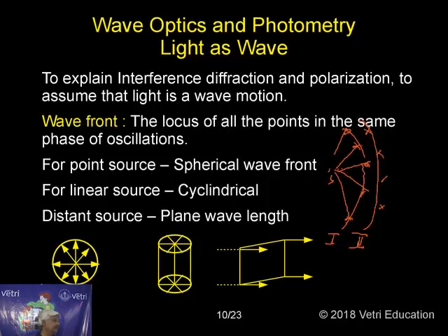If the source is at infinity, we don't know where it comes from. We are getting light, for example, from the sun. We don't know how far the sun is from our earth.